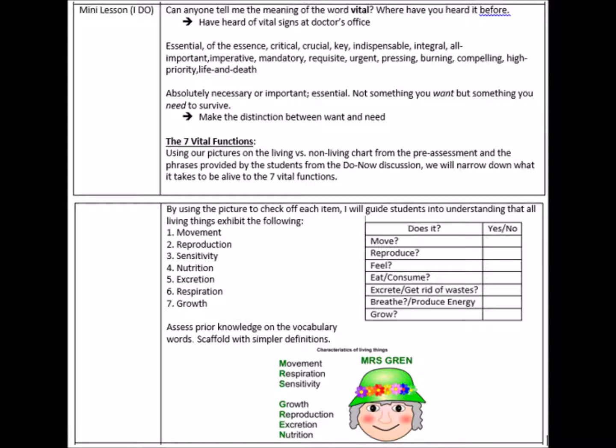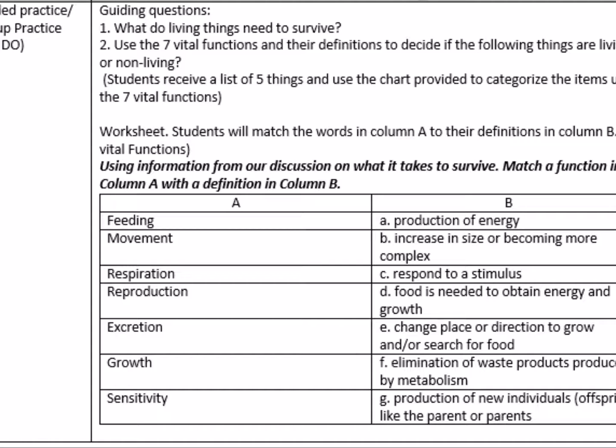I will then select 5 new pictures of living and non-living things and use our 7 vital functions chart to determine if they in fact are living or not. Moving on to the We Do section of my lesson, I will use guiding questions to help my students cement the practice of identifying living things.